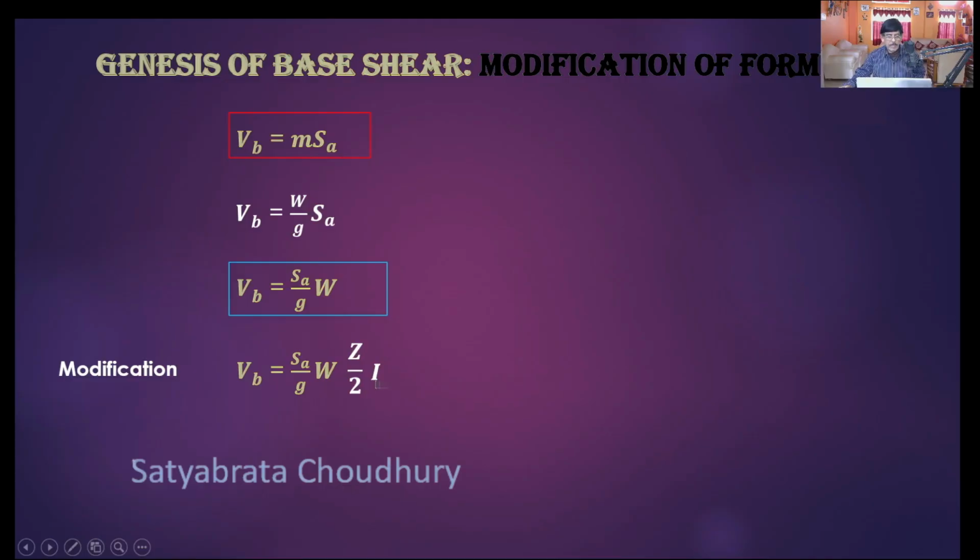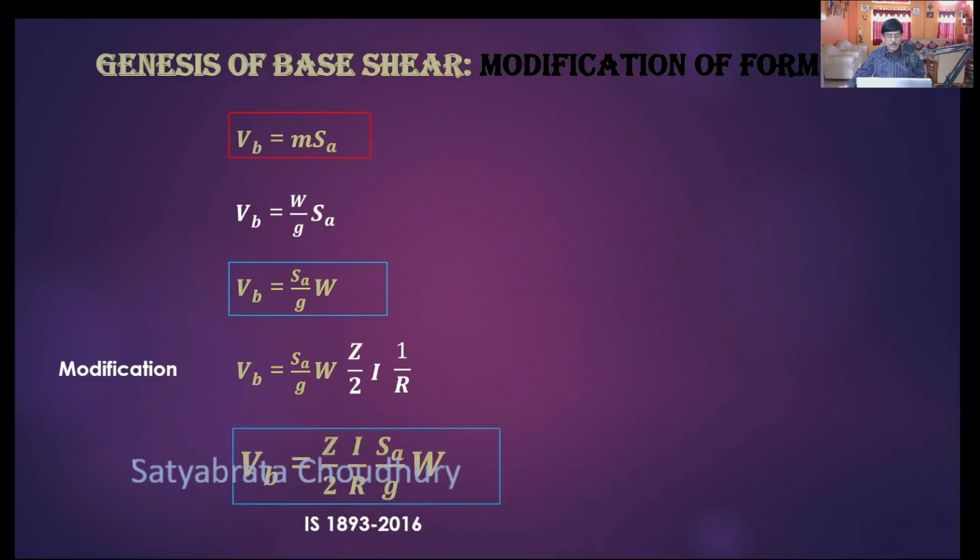Then multiplied by importance factor I, because some structures are more important than other structures. For example, my building may be more important than your building. Then a response reduction factor. Why the response is reduced we shall discuss in the future videos. So it is divided by R. If you rearrange this, you get Z by 2, I by R, Sa by g into W. This was as per IS 1893 2016.